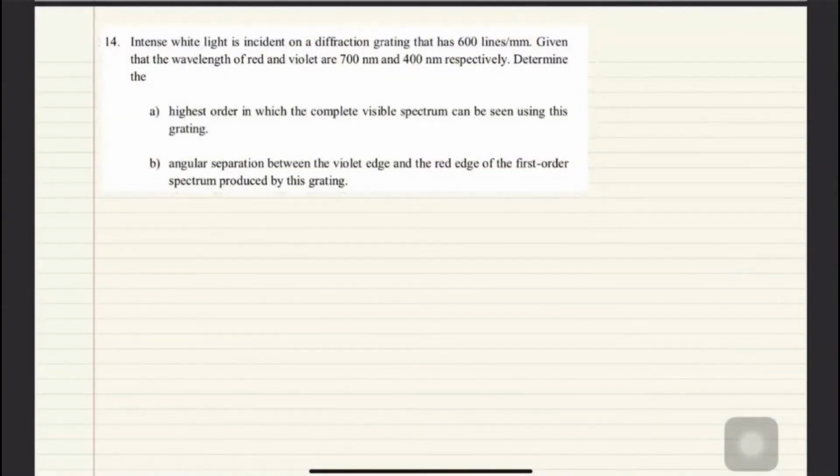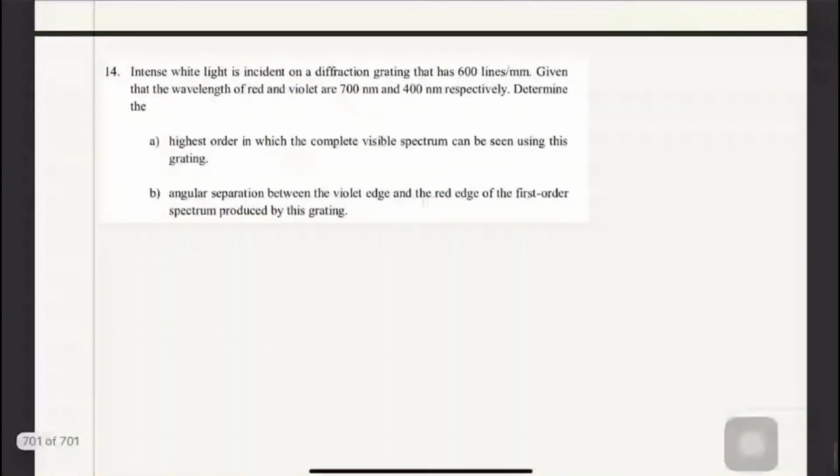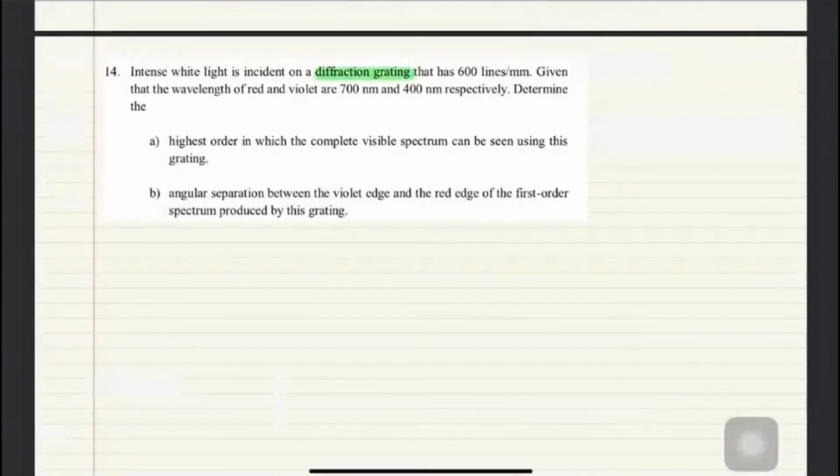Question 14 says intense white light is incident on a diffraction grating. Okay, immediately you know this is a diffraction grating. The 600 lines per mm is also a giveaway, because for plain diffraction there is no per mm.